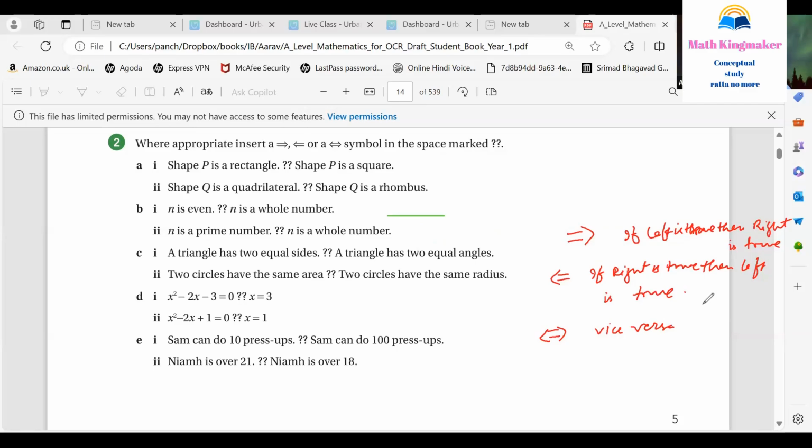Good. Triangle has two equal sides. It's like this, so this is if, implies that. And this is only if, implies that. And this is if and only if. In short, we write it iff. So it says this one, right? If and only if. Yes.